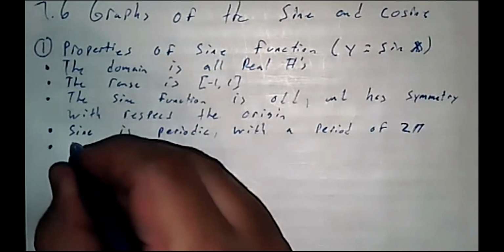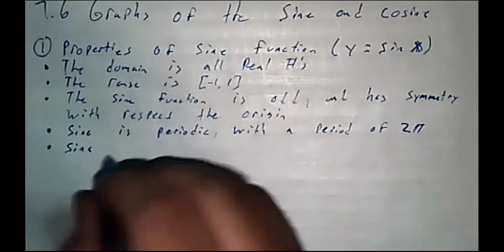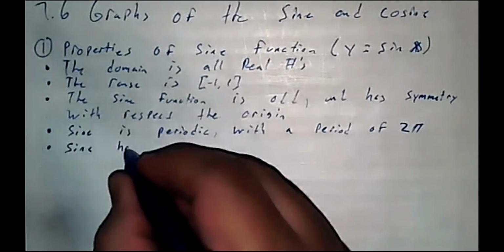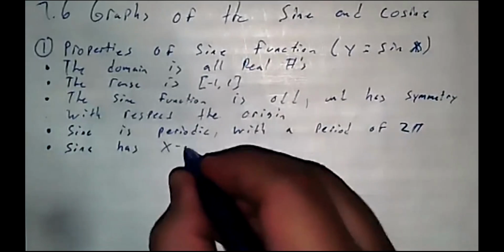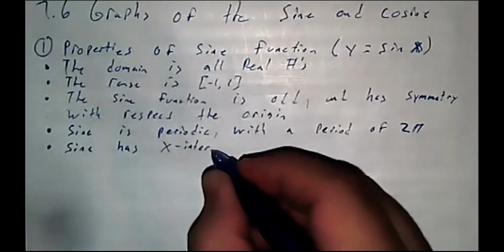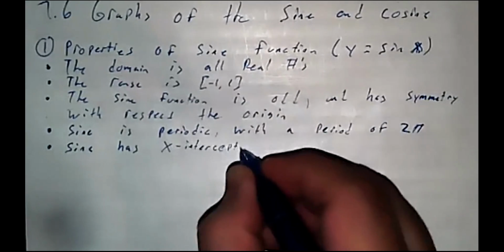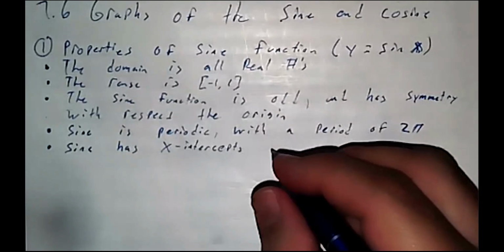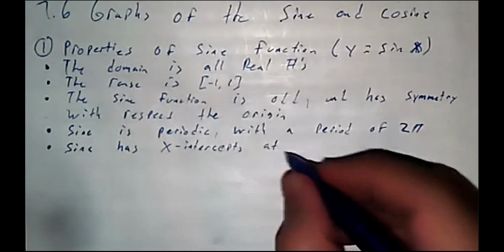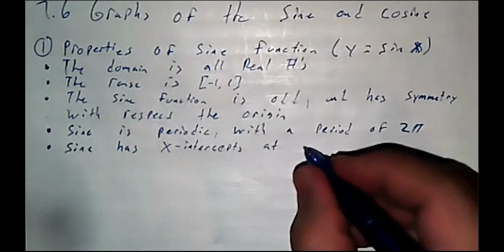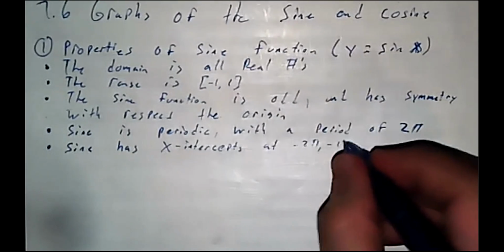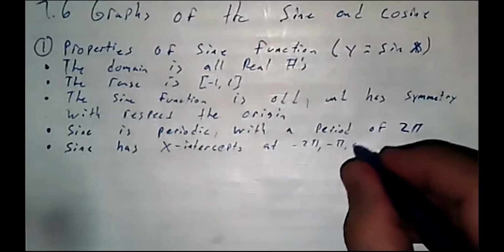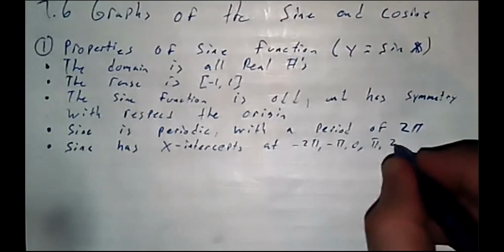Sine has x-intercepts at negative 2 pi, negative pi, 0, pi, 2 pi.